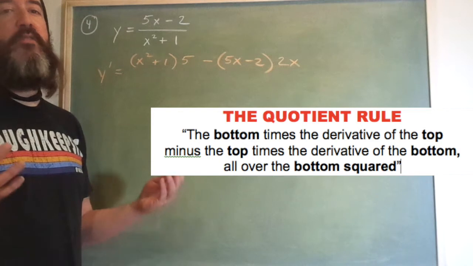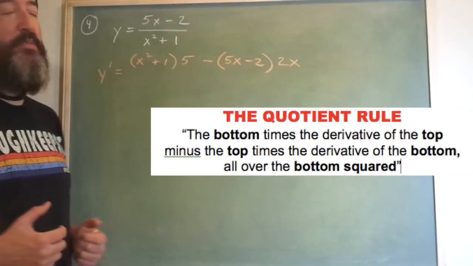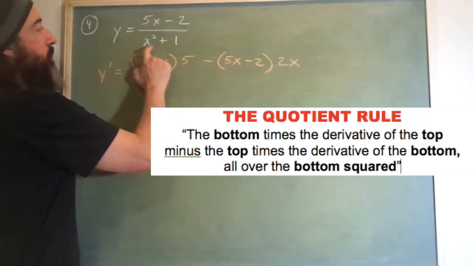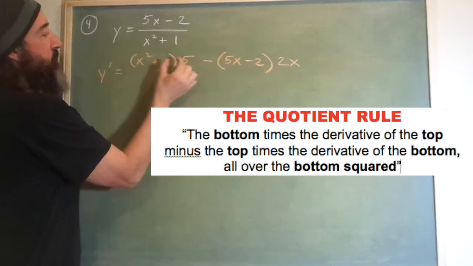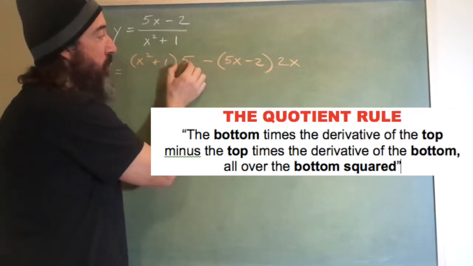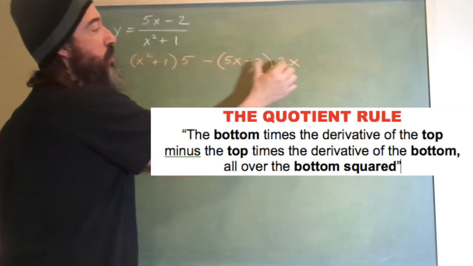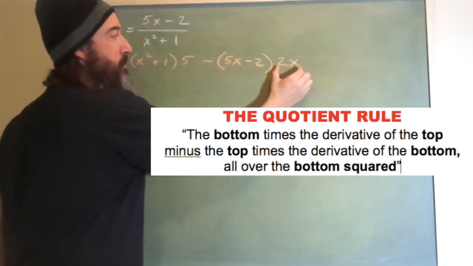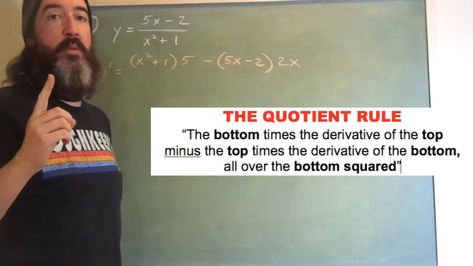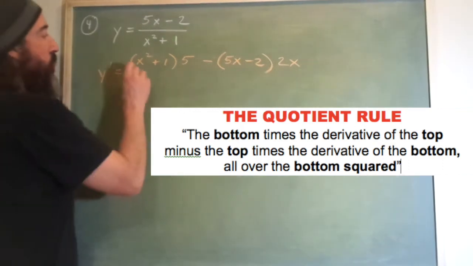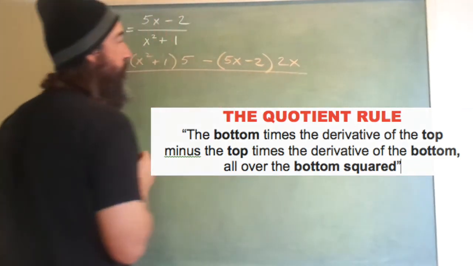If my expression involves more than one term, it needs parentheses. The bottom is a binomial. The bottom times the derivative of the top, which is just a number, minus the top. Once again, I have a binomial. It needs to be in parentheses. Times the derivative of the bottom. The derivative of the bottom is simply one term. This is, of course, all over the bottom squared.